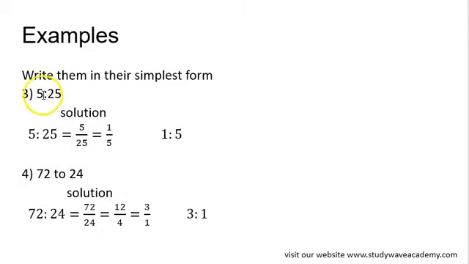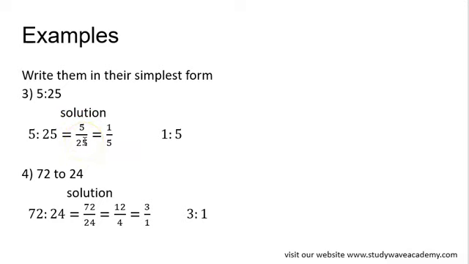Here we have 5:25. We are to write it in its simplest form. So we have 5:25. What did we do first? We say 5/25. This is a ratio and this is a fraction. So we turned it into a fraction to reduce it into its simplest form, right? Yes.